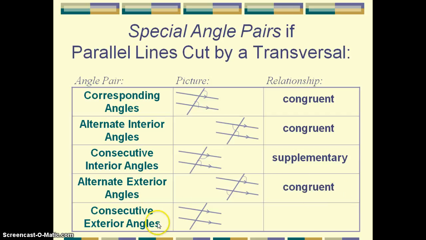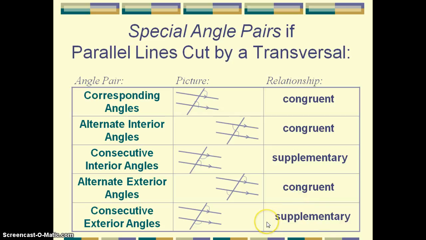And then finally, consecutive exterior angles. These are going to be on the same side of the transversal and on the outside of the parallel lines. The relationship between these angles is that they are supplementary.